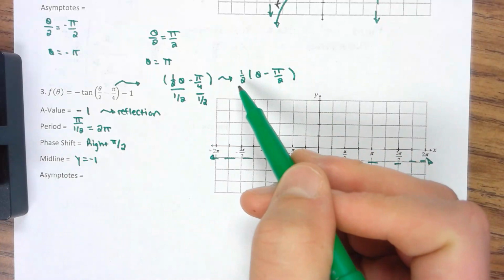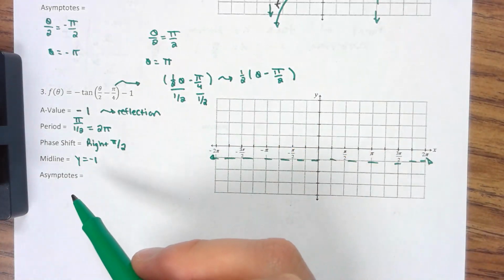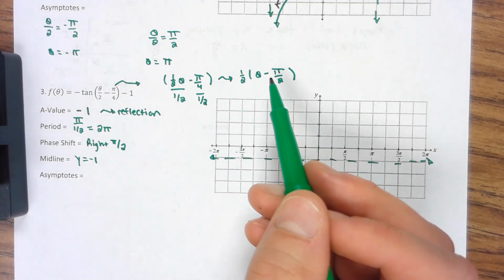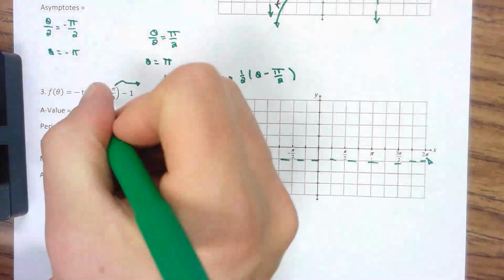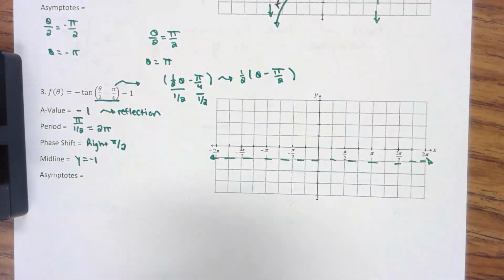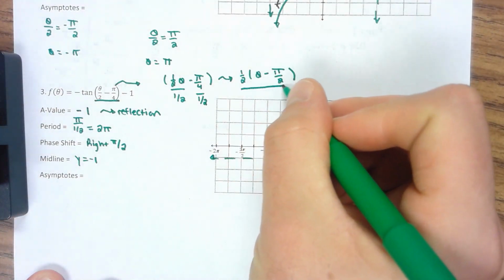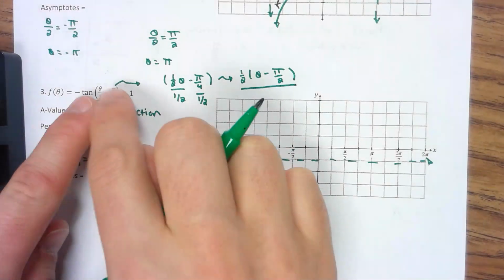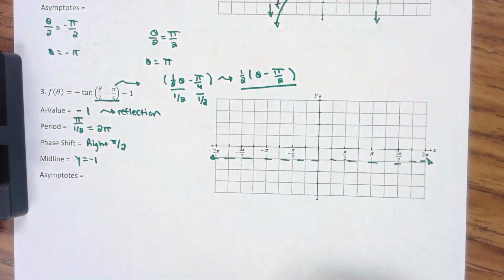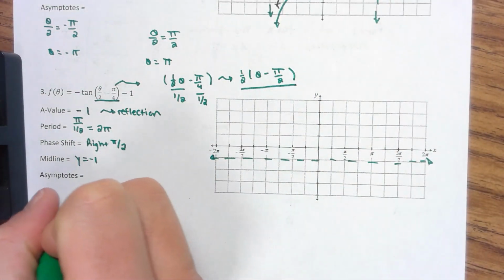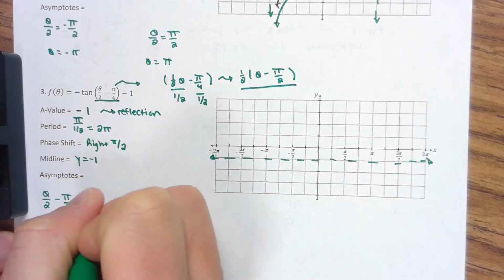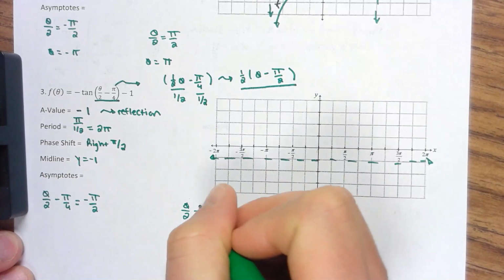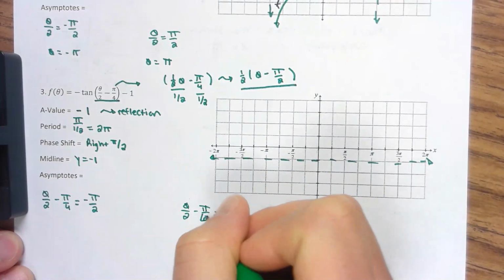You have to include the 1/2 though, because those asymptotes are affected by both the B value, which changes the period, and then definitely by the phase shift. So we need to either take theta divided by 2 minus pi over 4 or 1/2 times theta minus pi over 2 and set those equal to our starting asymptotes. I just almost always use what we started with in the equation. So I'm going to take theta divided by 2 minus pi over 4, set it equal to negative pi over 2, and then again, setting it equal to positive pi over 2.